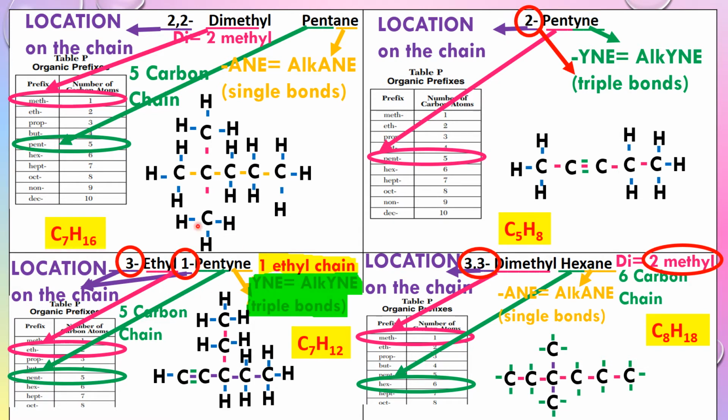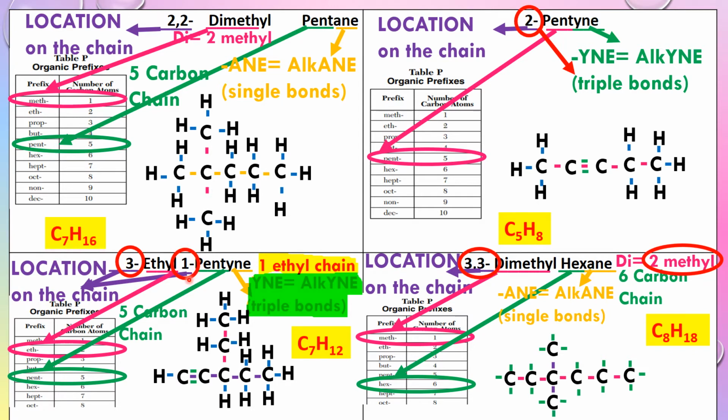Looking at the final piece, I see that I've got pent, so 5 on the main chain. And I also see here that there is YNE at the end of it, which means that there is an alkyne, which means there's a triple bond somewhere in my chain. Now, going through, you're going to draw on your main chain first, your main 5 carbons, and bond them together.